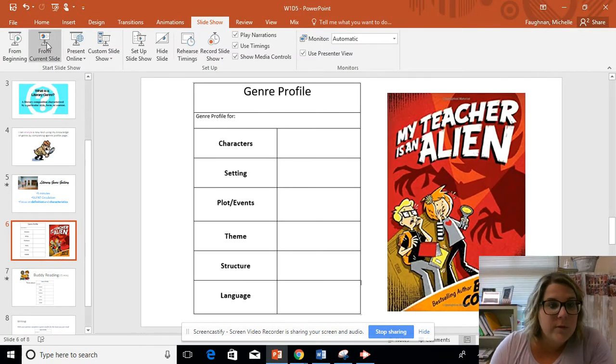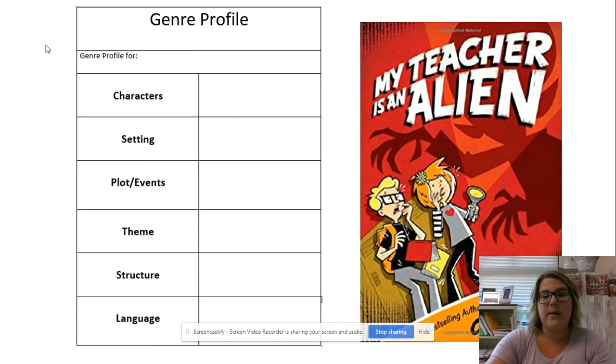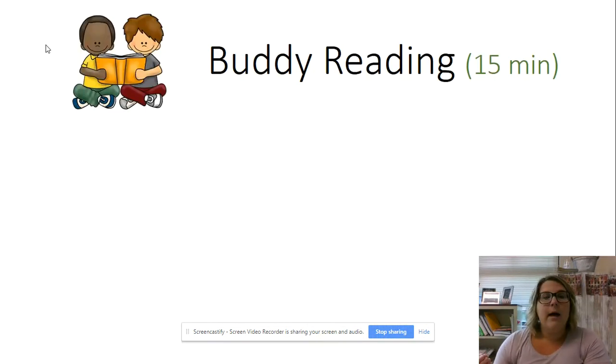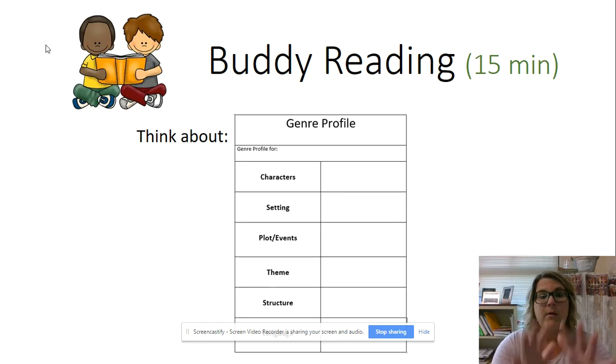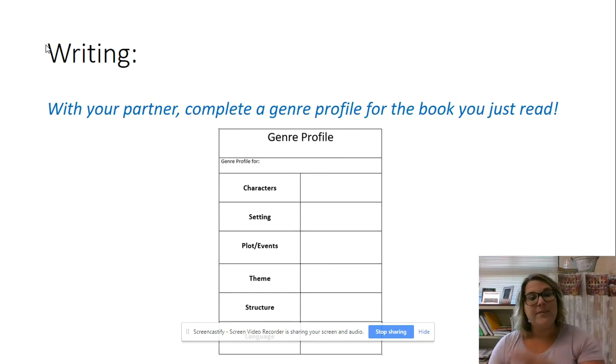So what you are going to be doing in just a moment is you're going to be working with a buddy. And there will be 3 different texts on your table. Each one is a different genre, but I'm not going to tell you what that is. With a buddy, you're going to be reading this text for 15 minutes. If you finish early and throughout your entire read, what I want you to think about is what you would put in this genre profile. So you're thinking about the characters, setting, plot, and events, the theme, the structure, and the language for whatever text you're reading.